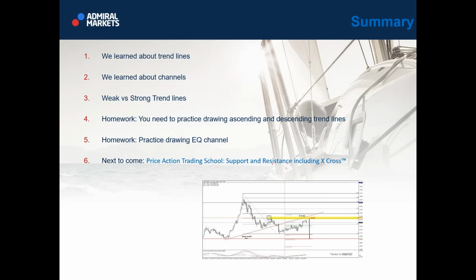How to define support and resistance with X cross? With this, we need to use an indicator. I'm sure that you all have the indicator. If not, next time I will send you the indicator after the class, and we will define how to find support and resistance, including X cross. Okay? So thank you guys for listening. We are going step by step, so you need to be patient.